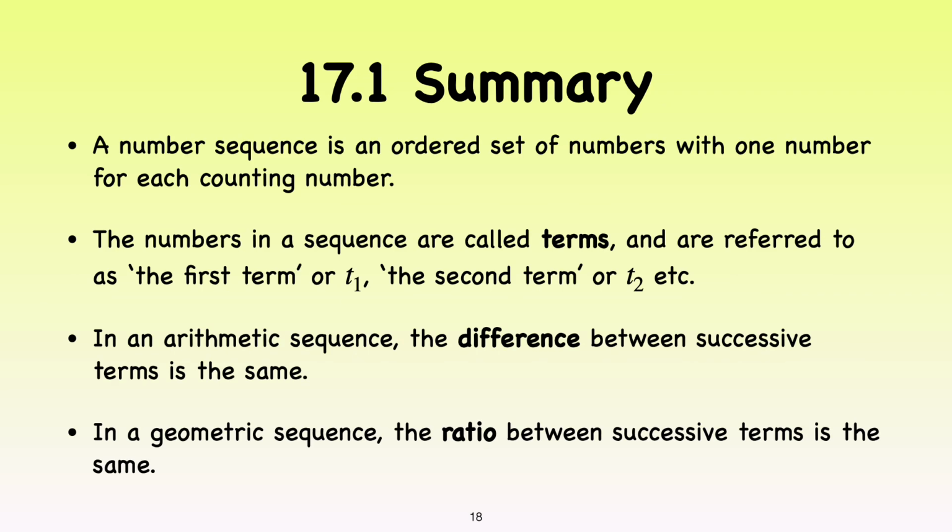Let's summarize. A number sequence is an ordered set of numbers with one number for each counting number. The numbers in a sequence are called terms and are referred to as the first term or t sub 1, the second term or t sub 2, etc. In an arithmetic sequence, the difference between successive terms is the same. In a geometric sequence, the ratio between the successive terms is the same. I didn't put the formulas we found here on our summary. We'll look a bit more at the formulas for the terms of the sequence in the next couple of lessons. That's all for now.